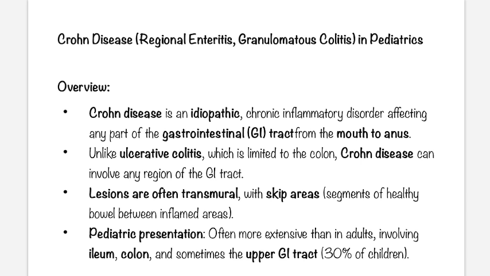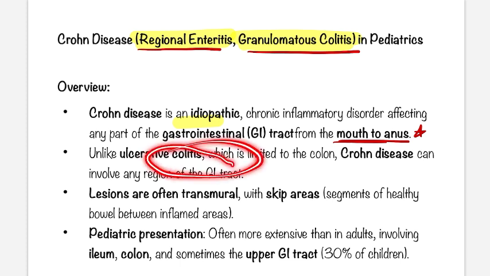So Crohn's disease is also called regional enteritis, granulomatous colitis. This terminology is important. Crohn's disease is an idiopathic disorder. It involves the GIT from mouth to anus. This is important. In contrast to ulcerative colitis, which is more colonic involvement, Crohn's disease involves mouth to anus. So it involves any region of the GIT.